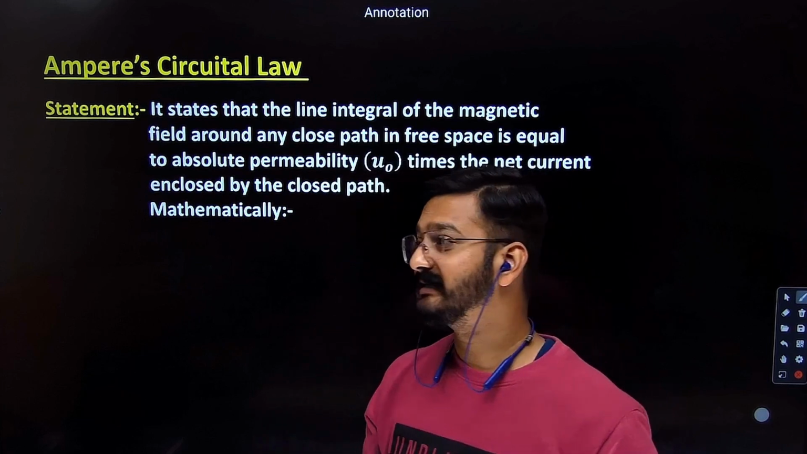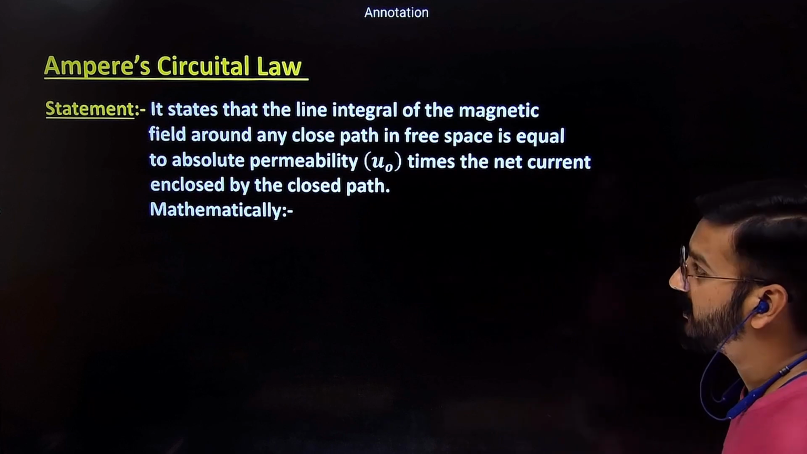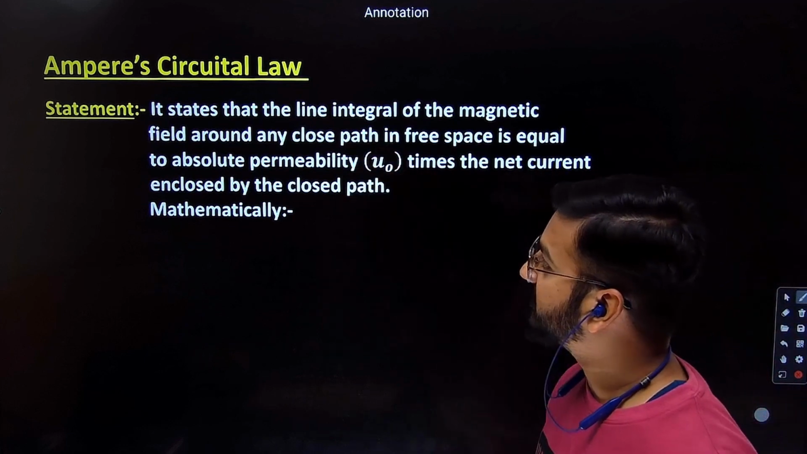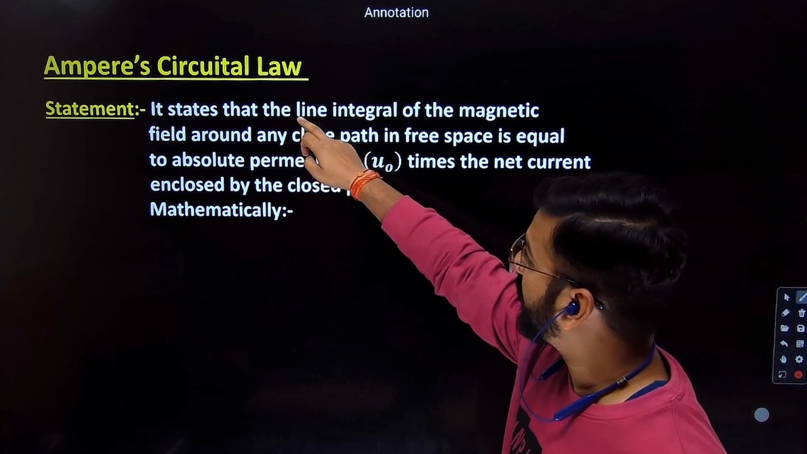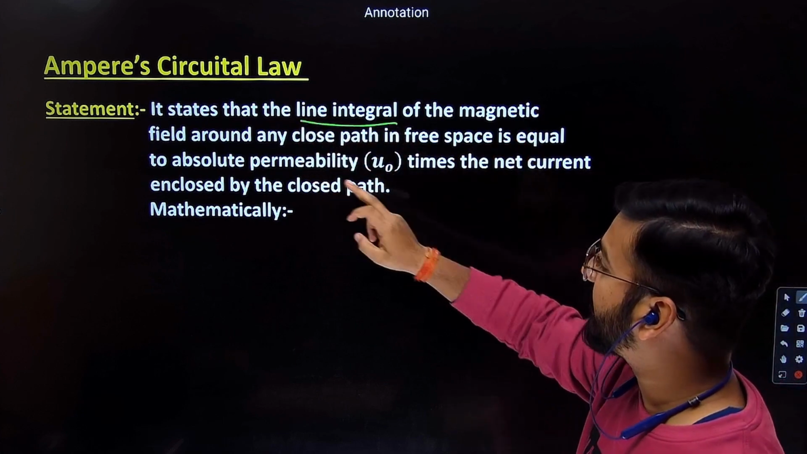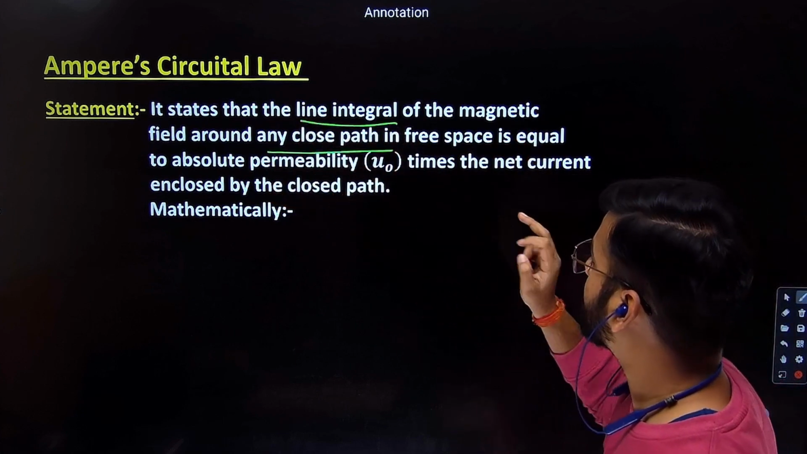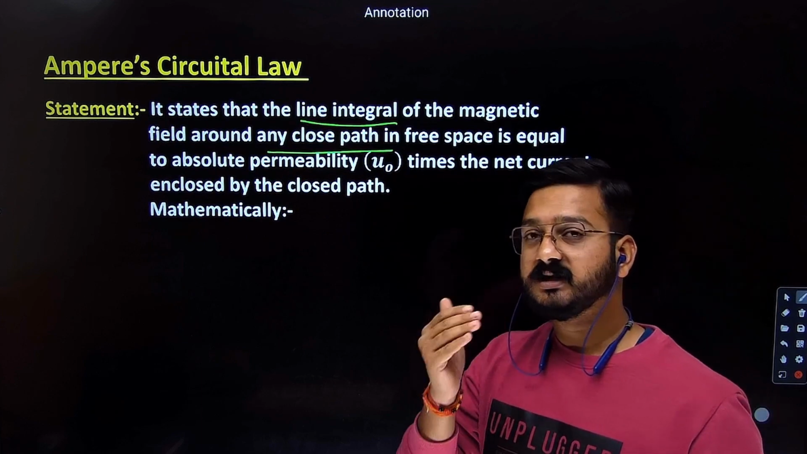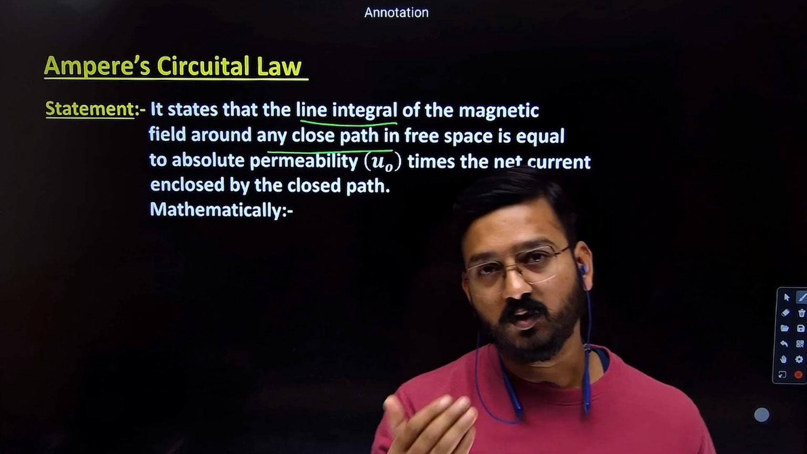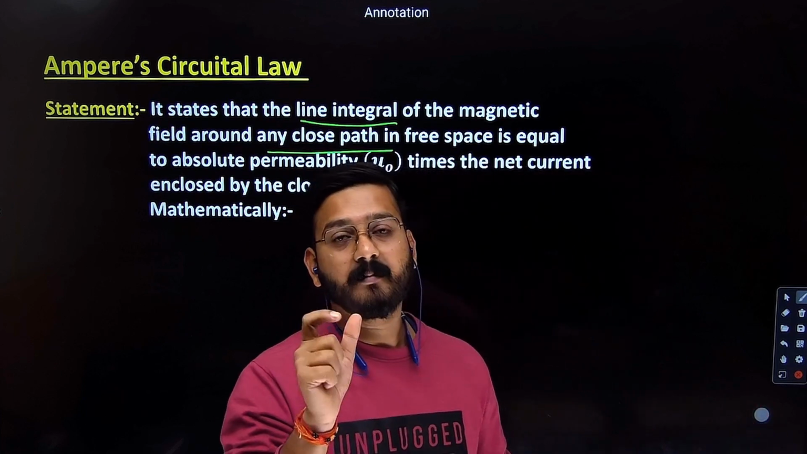So our today's topic is Ampere Circuital law. As you can see, the statement of the Ampere Circuital law is written. It states that the line integral of the magnetic field around any closed path in the free space is equal to mu naught times the current enclosed by the loop. And that loop is basically called Amperian loop.